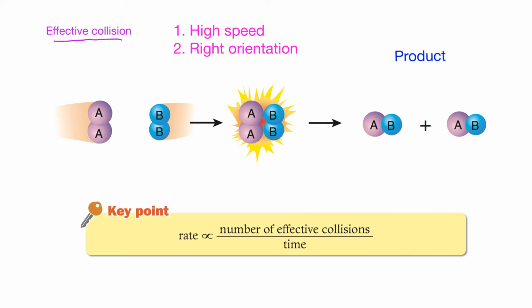You can see that now 2 particles are going to collide with each other at a very high speed and also the right orientation. If this happens, we will then have products formed, that will be AB and AB like this one. The rate of reaction is directly proportional to the number of effective collisions per unit time. That means in a given time, if you have a higher number of effective collisions, the rate of forming the products will be higher. So notice that if we say the rate is higher, we are always referring to the number of effective collisions per unit time.